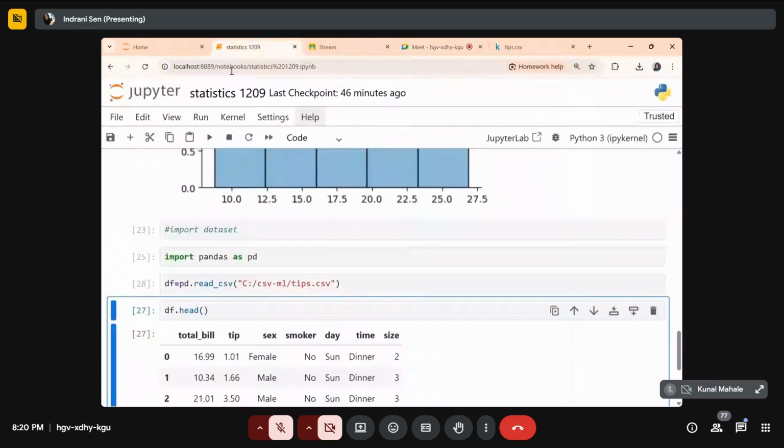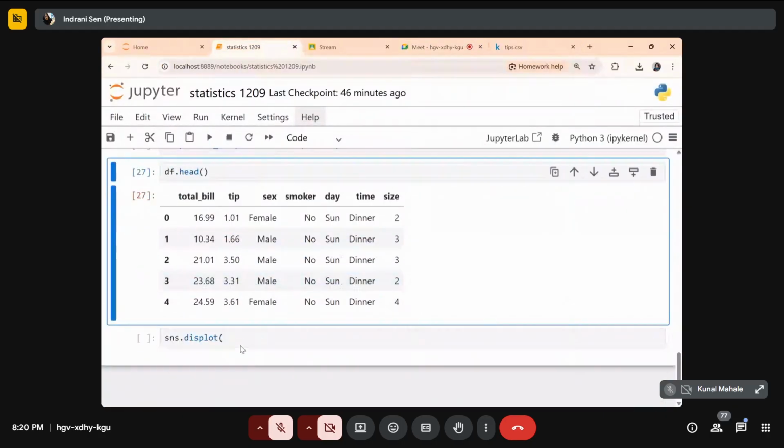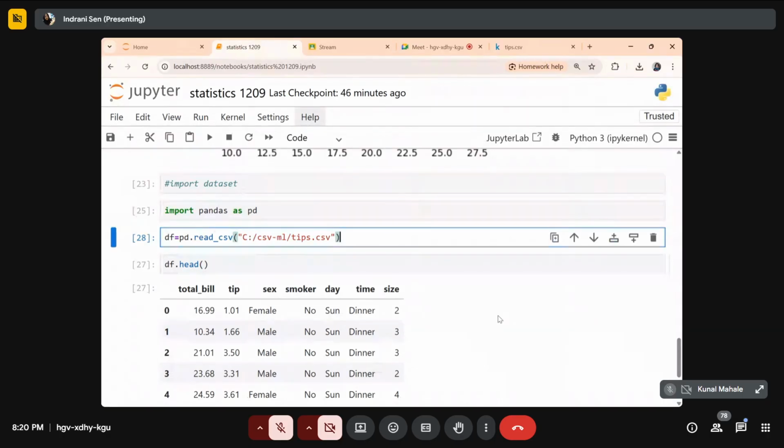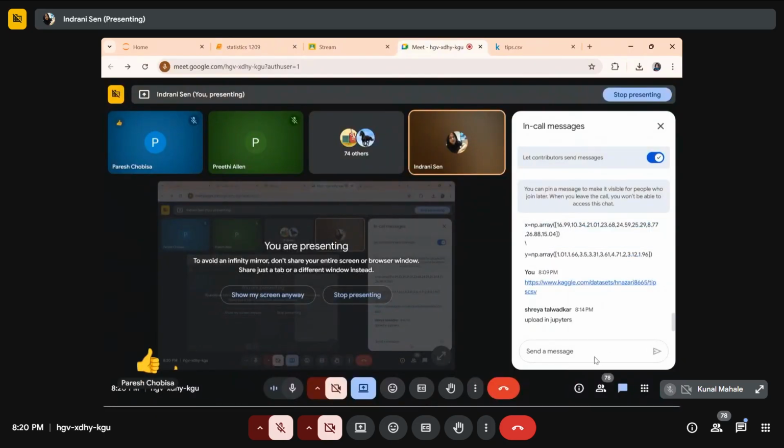Okay, have you got it? Yes. Once you got it, you can write this code. If you're done, can you write uploaded in the chat, or imported? You write imported in the chat.